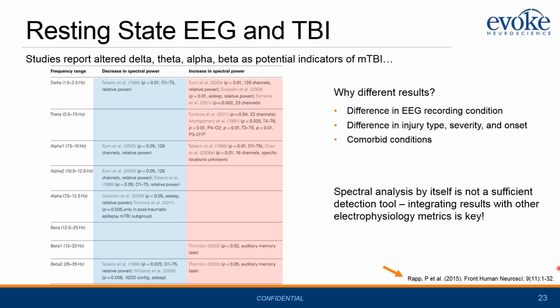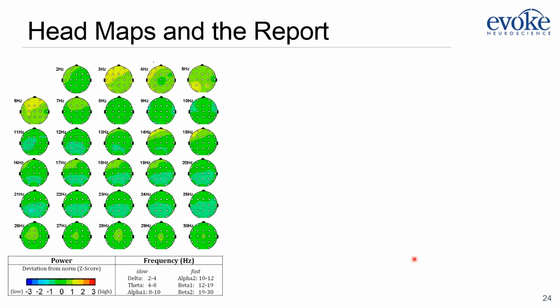And I'll point out, this is the great review article. If you want to do some further reading, they do a really great job of summarizing EEG and TBI, and to date, it was published in 2015, so it's still pretty current.